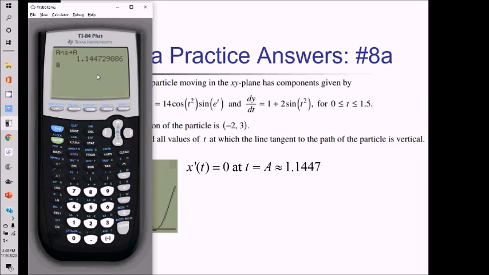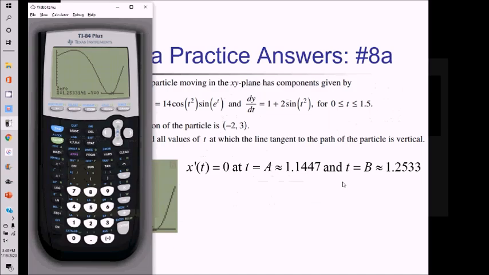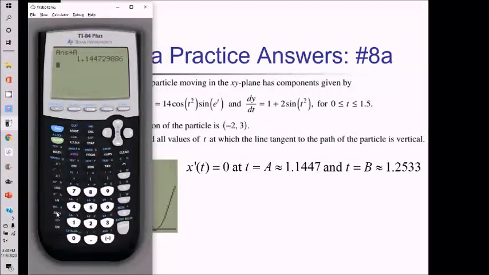All right, going back to my graph now. So second trace again. Let me find the other 0. I'm already below the x-axis, so let me press enter. And then let me move to the other side of the x-axis and press enter again. One more time. And our second 0 is at about 1.2533. I will store that as B. So going back here, exit out of there. And let's see, we're going to store this as alpha B.